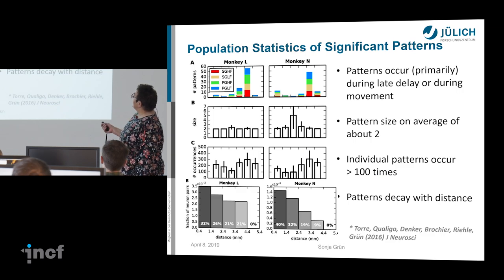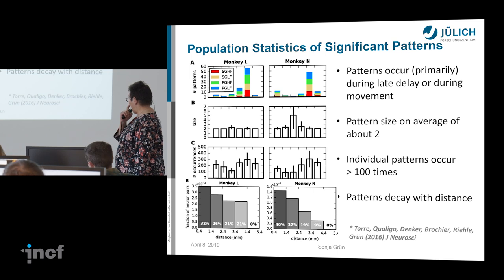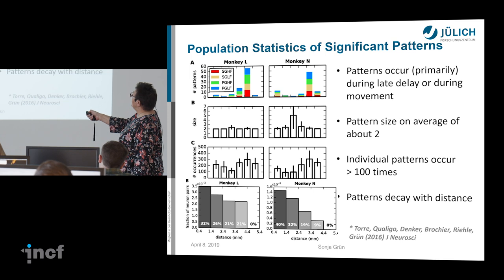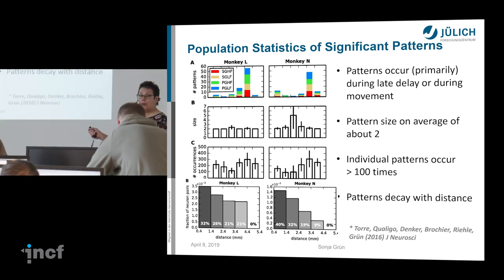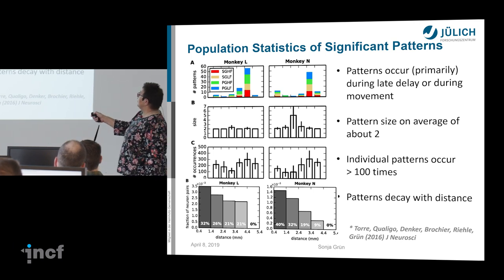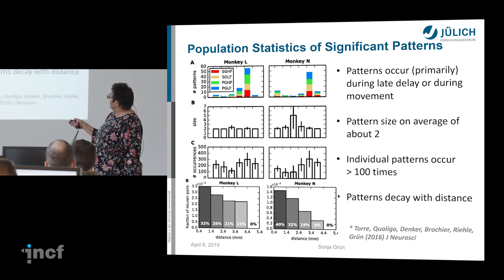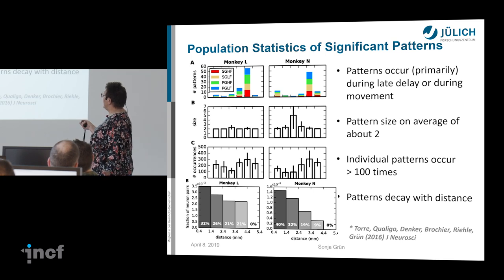Then we did a lot of statistics on these patterns. For example, this is monkey L, monkey N. Here you see the number of patterns occurring, in different colors for the different behaviors, in the different epochs. One thing which is quite obvious, and this holds for both monkeys, is that they mostly occur during the movement period. The amount of patterns seems to be more or less equally distributed across the different trial types. Also, the size of the patterns does not vary so much. This is statistics across 10 sessions of each monkey. The number of occurrences of these patterns may be relatively high, but they are also not specific.